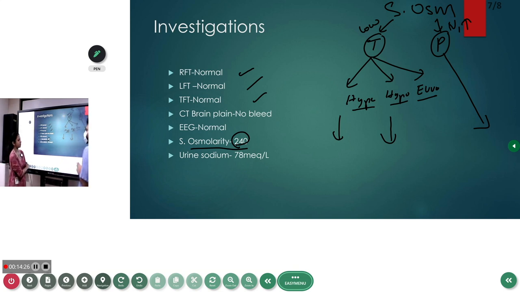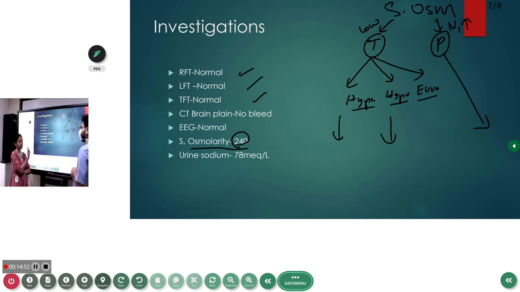So this patient's serum osmolality was 240, which is low, so the patient has true hyponatremia. Then what was the next investigation? The urine sodium was also on the higher side. What is the cutoff for urine sodium? 14. So this patient looks like SIADH.